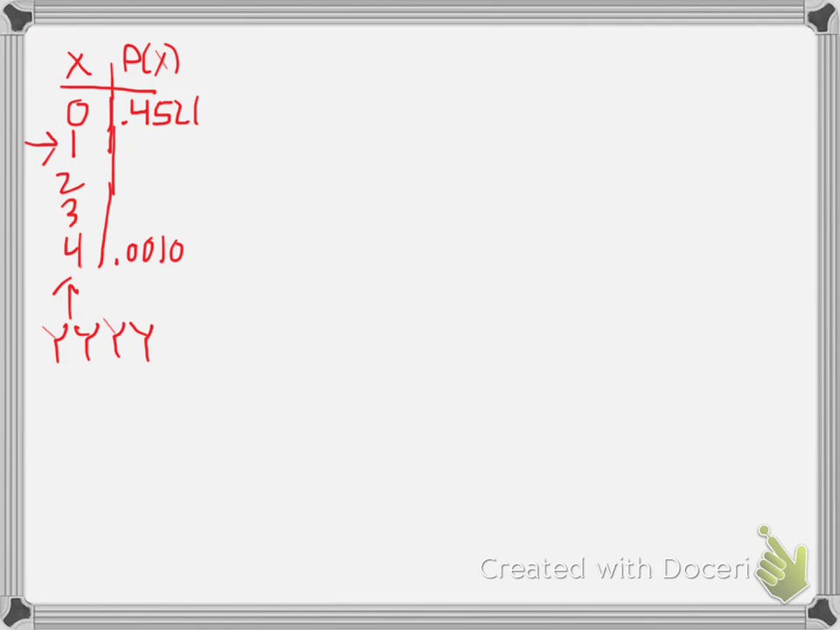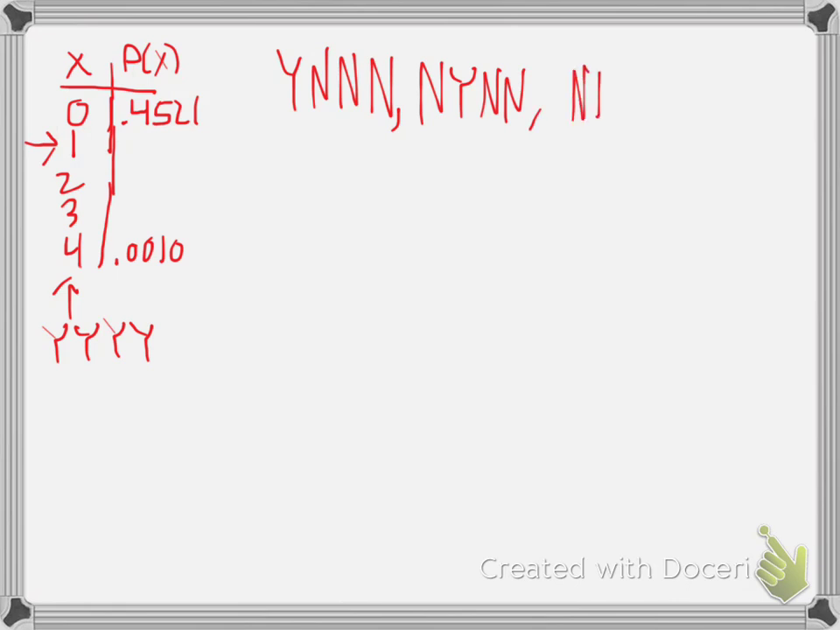And what's more complicated about 1, 2, and 3 is that there are multiple arrangements of having 1 yes out of 4. So for instance, if I was going to put 1 yes out of 4, I might do yes, no, no, no. I might do no, yes, no, no. I could do no, no, yes, no. And I could do no, no, no, yes. So we can all agree that there's 4 ways that can happen.